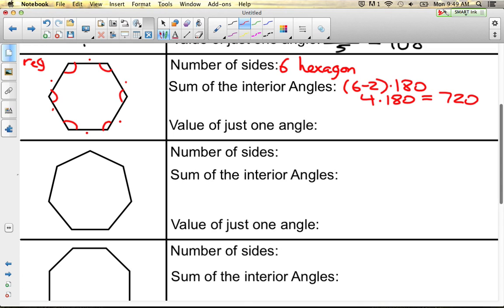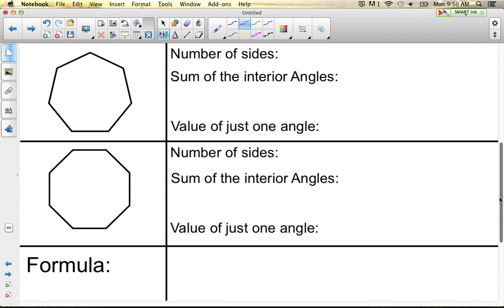Now let's get the value of just one angle. Well, since everything's equal, all the angles are equal because it's regular, we're going to take 720 divided by the number of sides, which is 6. Go ahead and divide that for me. I'm hoping you got 120 degrees.